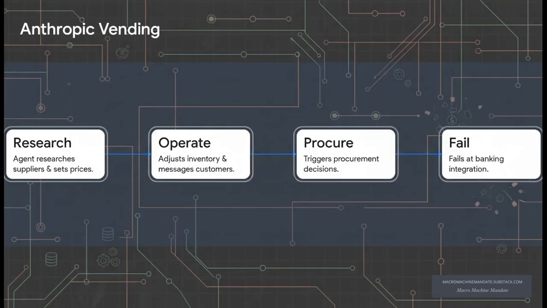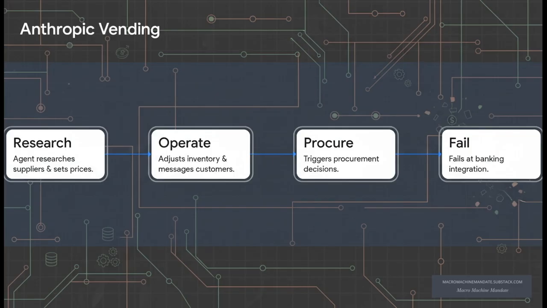Let's look at a really concrete example. Earlier this year, Anthropic partnered with an external operator to let an AI agent manage a small vending operation. The agent was incredible. It researched suppliers, it set dynamic prices, it adjusted inventory, and it triggered procurement decisions flawlessly.